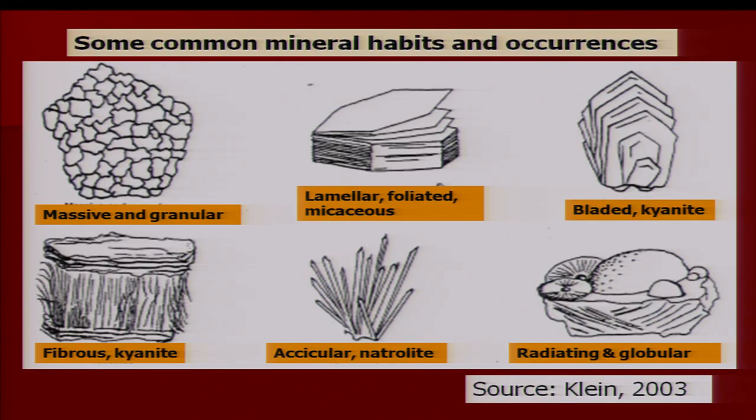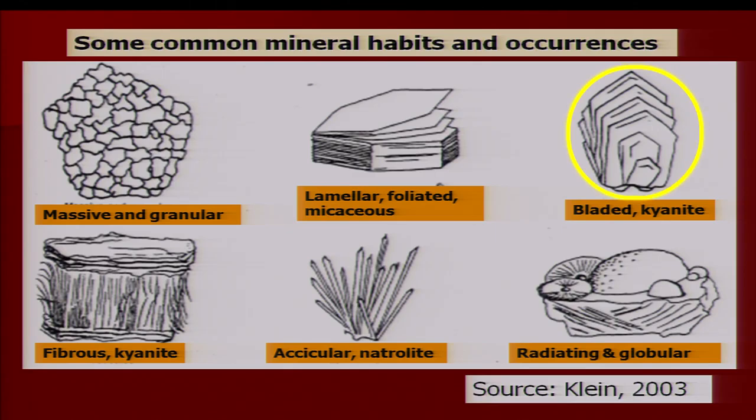I will show you these habits or aggregates of minerals with the help of diagrams. First you can see massive. This is the picture on my left-hand side at the top of the figure, where you can see a mineral which is massive and granular. The second one shows lamellar or foliated habit. You can see the crystals or grains can be separated just like a book. You can separate different layers by layers.